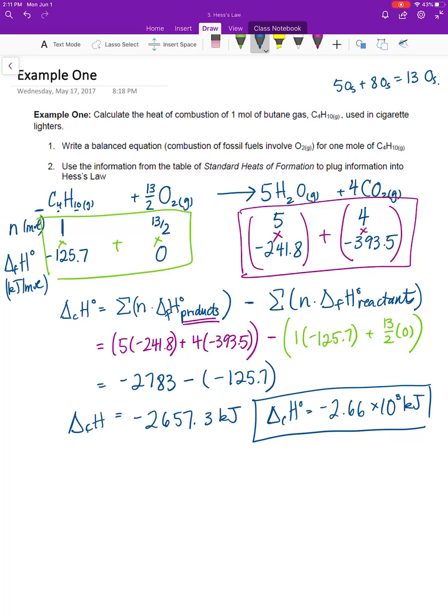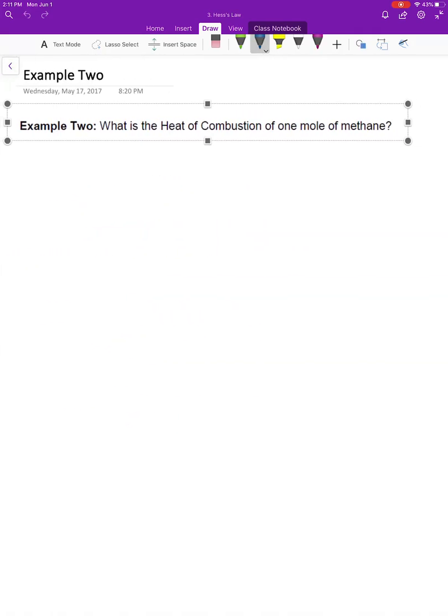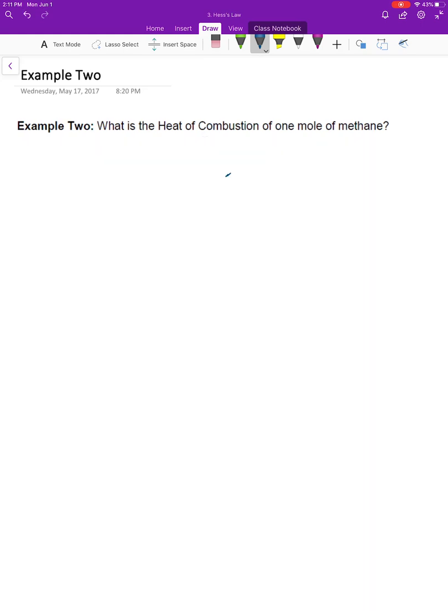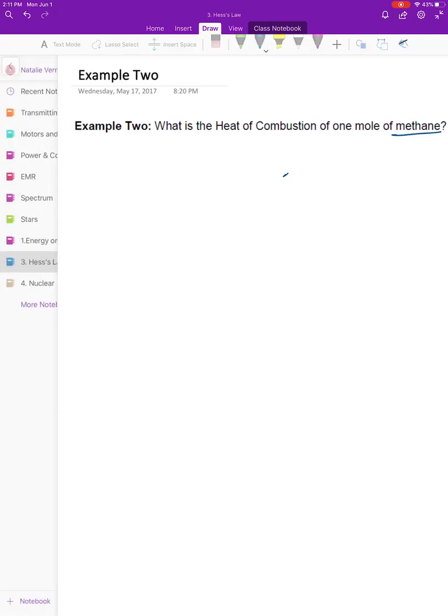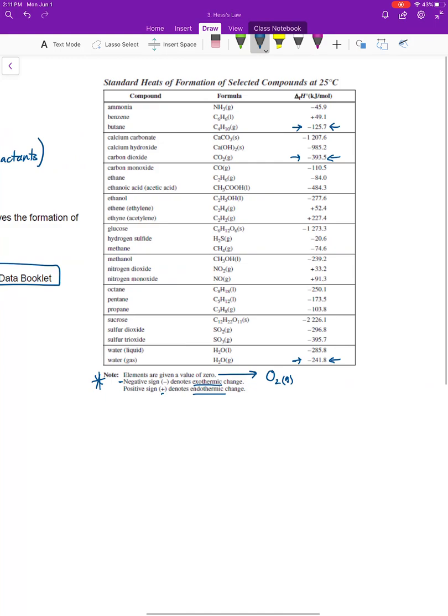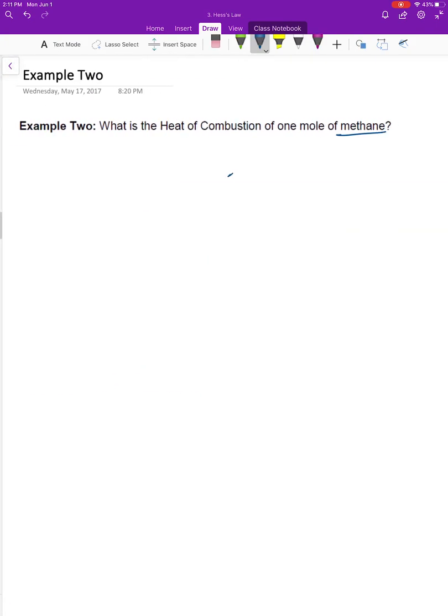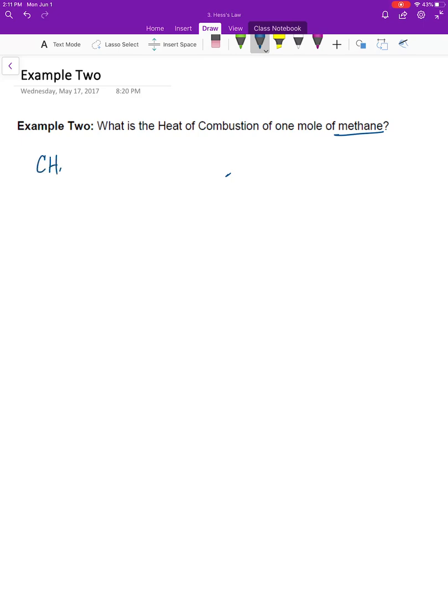Okay. Let's try one more example, and then I'll let you do some on your own. So this next one is, what is the heat of combustion of 1 mole of methane? Again, if you don't remember the chemical formula for methane, we can always go back to our table here and look at methane. Here it is, and there's the chemical formula. Let's start out by writing our balanced equation. So CH4 is a gas, plus O2, remember methane is natural gas, will produce water vapor plus carbon dioxide gas.